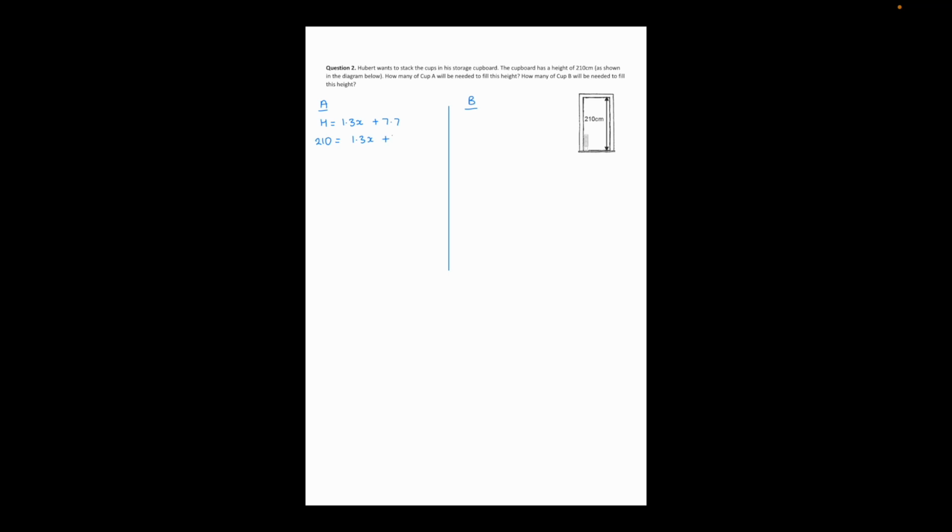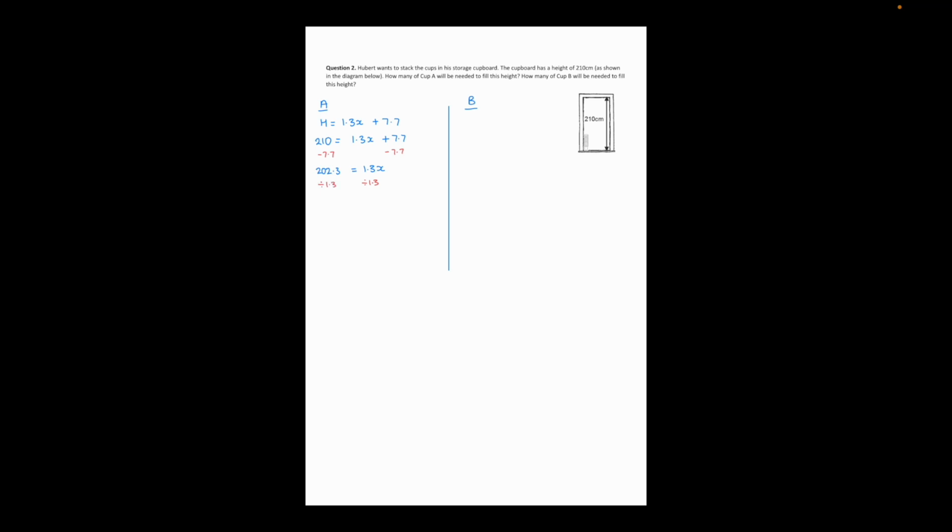So this is what I'm trying to work out. So I'm going to first of all subtract 7.7 from both sides. And that gives me 202.3, which is equal to 1.3x. And now I can divide by 1.3.